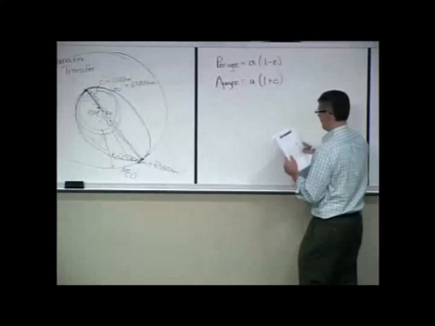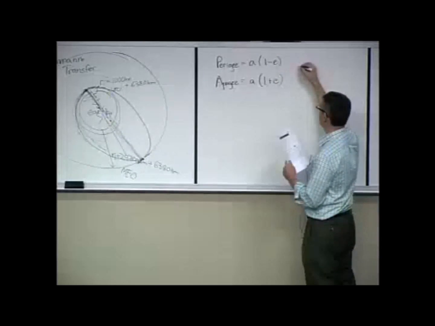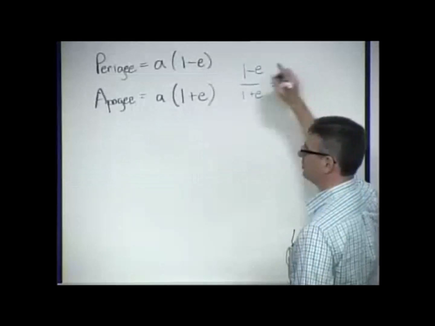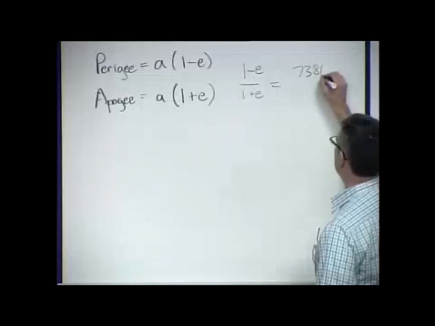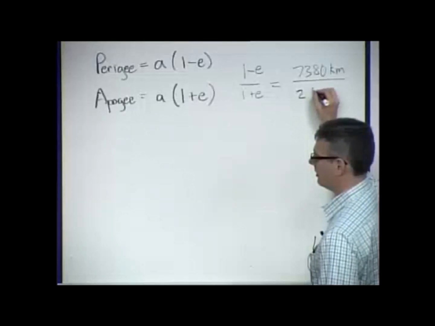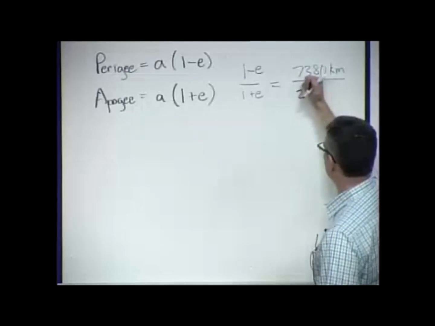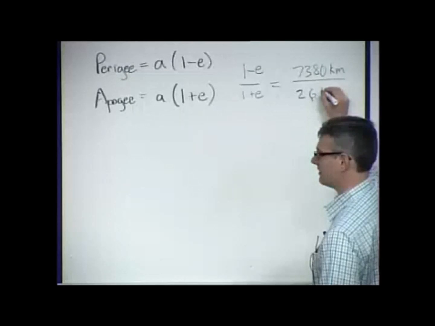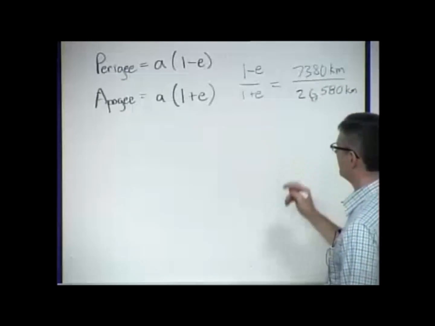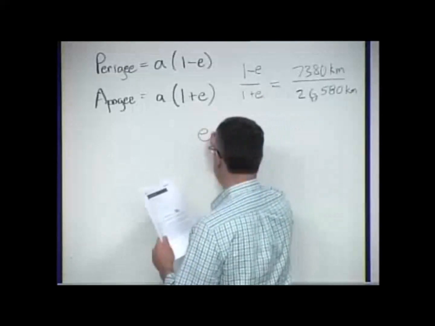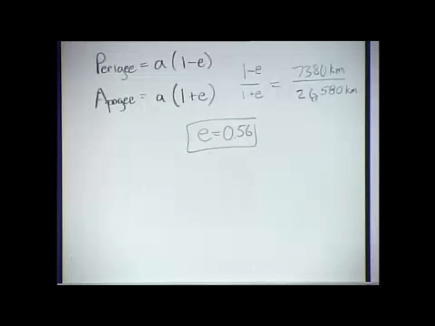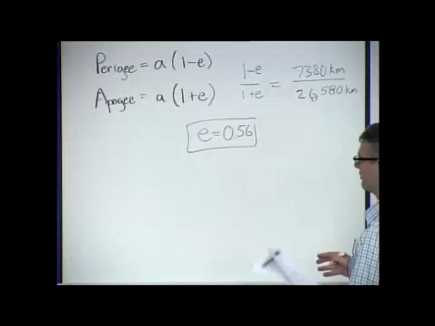And let's see. If I divide these through, the ratio of these, 1 minus E over 1 plus E, should be equal to 7,380 kilometers for the perigee, divided by 26,580 kilometers for the apogee. Solving for E gives me an eccentricity of 0.56, fairly eccentric. Not too eccentric, but certainly not circular.